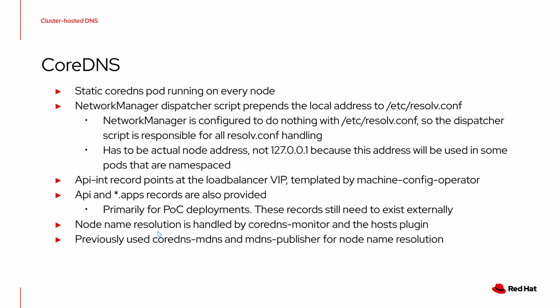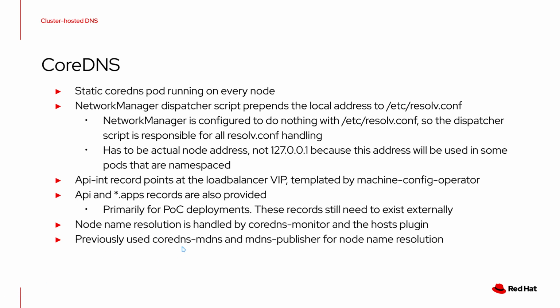We also provide through this local DNS server node name resolution so that each one of the nodes can look the other nodes up by name. So master 0 can ping master 1 by name. That is handled now by the CoreDNS monitor container and the host plugin in CoreDNS, and the monitor just templates in the addresses of all of the other nodes into the CoreDNS configuration. It gets that list from the API, so it should always be fairly up to date, at least between when a node gets added and when it gets noticed by the monitor.